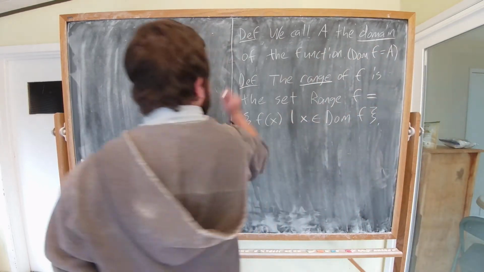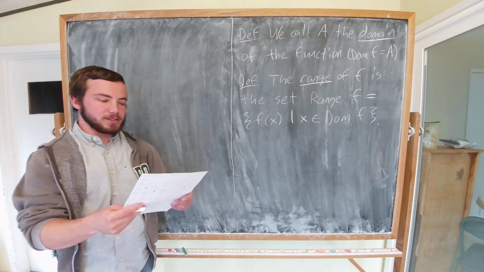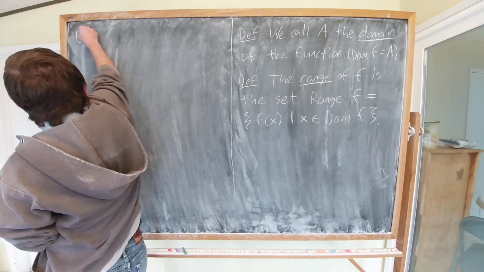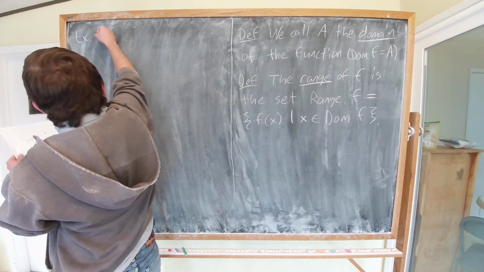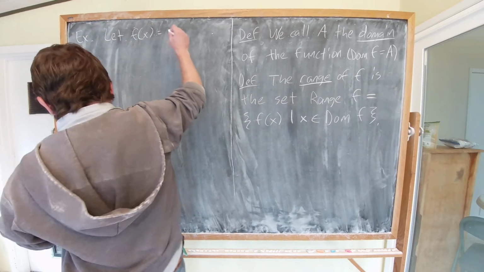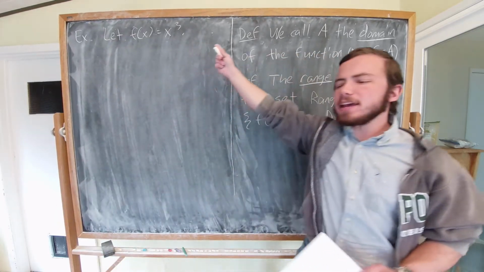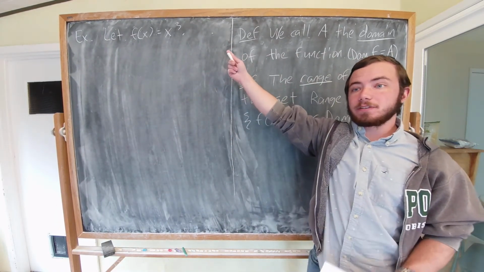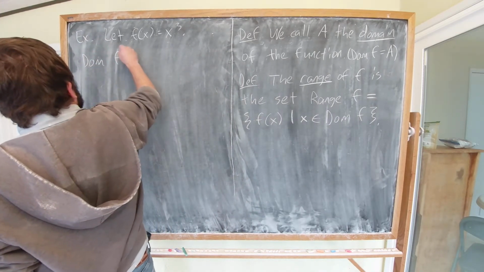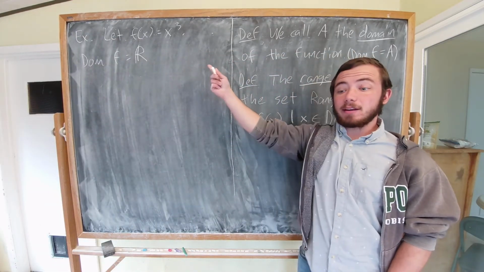Alright, so again, the domain of a function is the set of all possible inputs to the function. So, for instance, let f of x equal x cubed. If I don't put any restrictions onto this function, its domain is going to be all real numbers. This is the standard domain for a function.